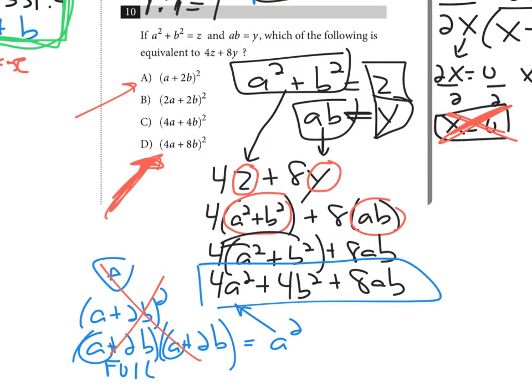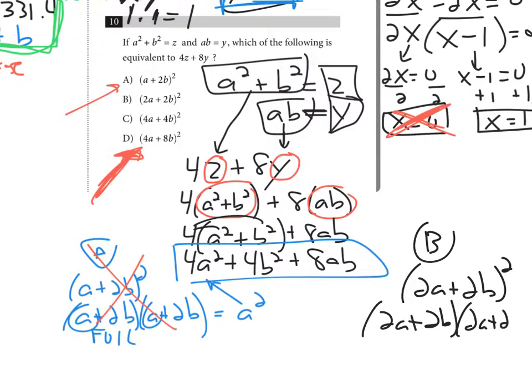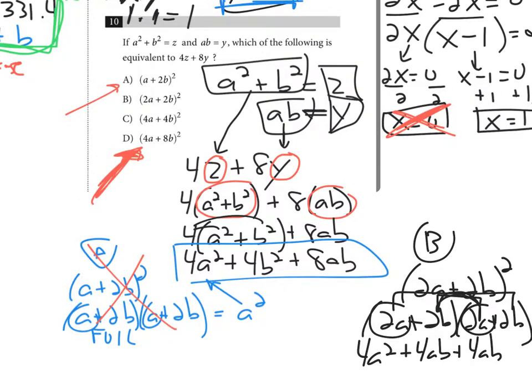Here I'll take answer choice B. 2a plus 2b squared. So that's the same as 2a plus 2b times another 2a plus 2b. That's going to be first, 2a times 2a is 4a squared. That's good. Here I'm going to have 2a times 2b, which is 4ab. And here the insides, 2b times 2a is another 4ab. Together they're going to give me the 8ab, which is what I need. And then the last, 2b times 2b is 4b squared. So here my answer is going to be letter B.